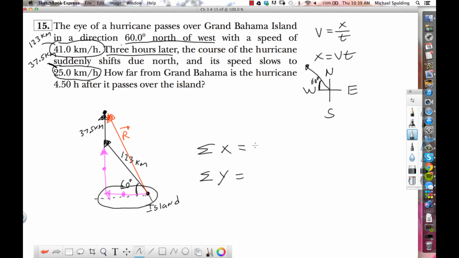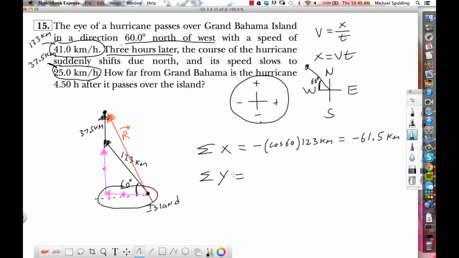And how do we solve for that? Cosine 60 times 123. And then why did I make that negative? Well, our sign convention goes plus, minus, like that. So this comes out to be negative 61.5 kilometers.